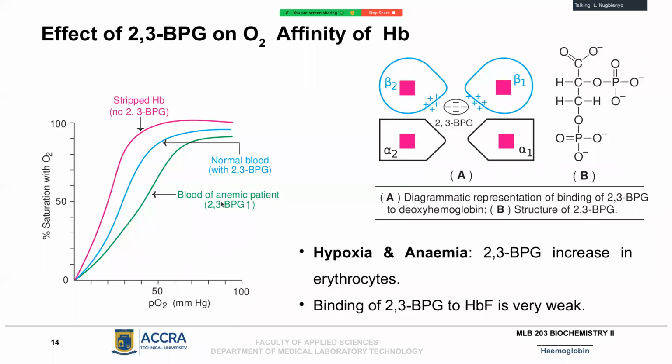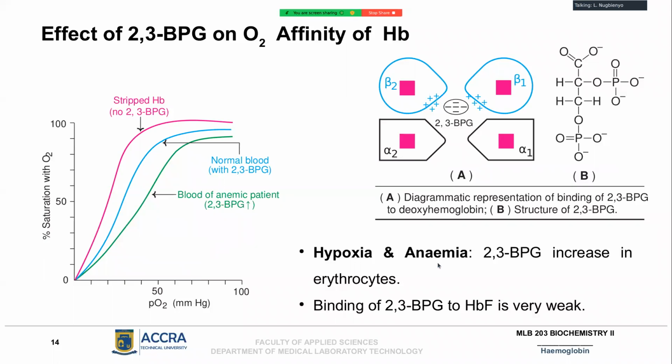Now, the binding of 2,3-biphosphoglycerate to fetal hemoglobin is very weak. Of course, that is also understandable because if 2,3-biphosphoglycerate had high affinity for fetal hemoglobin, it could cause suffocation of a fetus, because if it binds tighter to the fetal hemoglobin, it will starve the fetus of oxygen. So it is less for babies, for fetuses. But in adults, it is some form of adaptation.